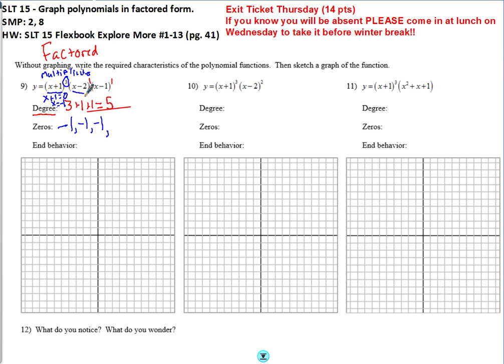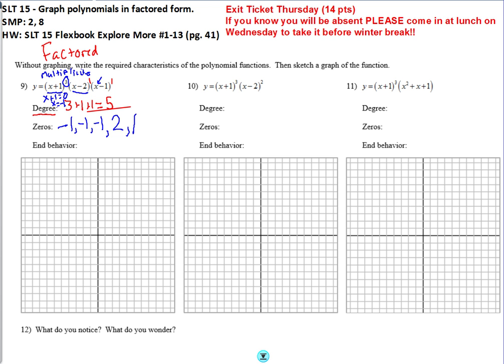Our next 0 is going to come from this x minus 2. So what do I need to plug in for x to make x minus 2 0? That's a 2. And lastly, what do we plug into x to make x minus 1 0? That's a 1. If you haven't noticed, essentially what we're doing is taking the number and merely switching the sign.